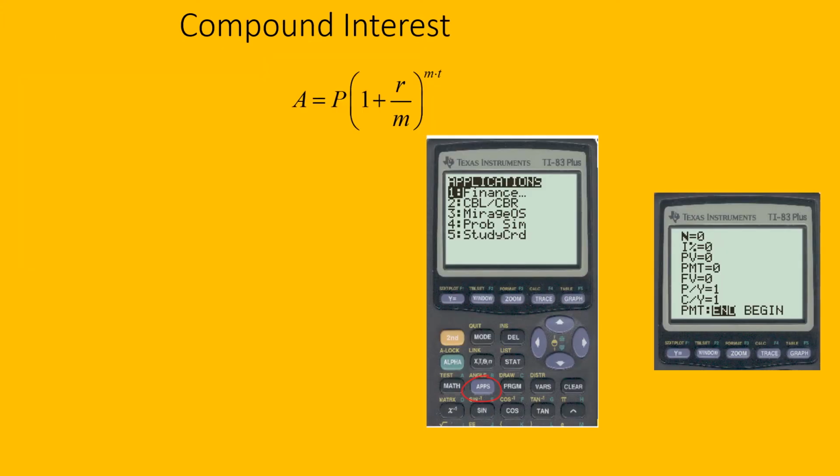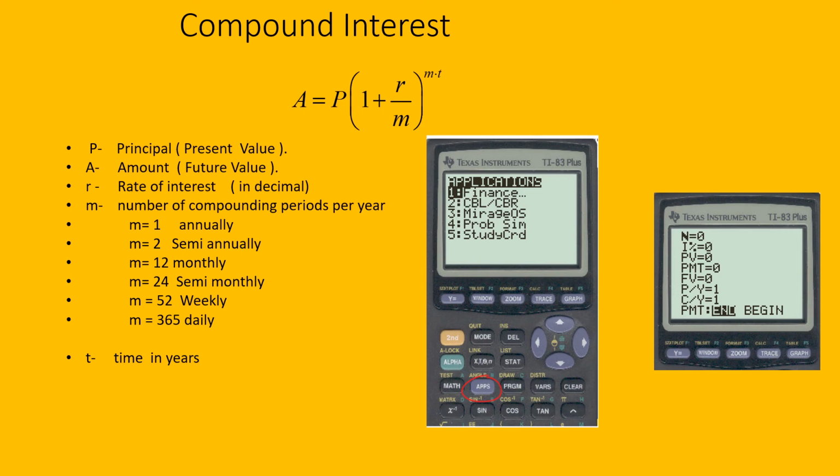The compound interest, which is A equals P times (1 plus r by m) whole raised to mt, can be obtained using our graphing calculator. First of all, we know that P is the principal value or the present value. A is the amount, which is the future value. R, which is the rate of interest, is always taken in decimals. M, the number of compounding periods per year, can be 1, 2, 12, 24, 52, or 365 according to the period given in our question.